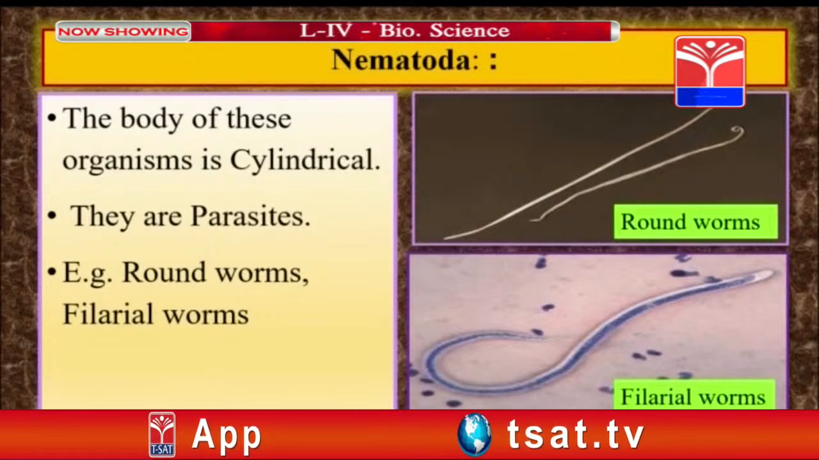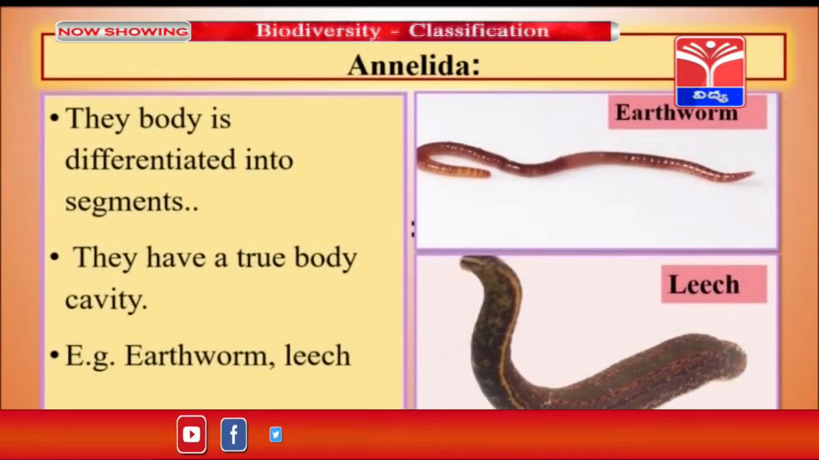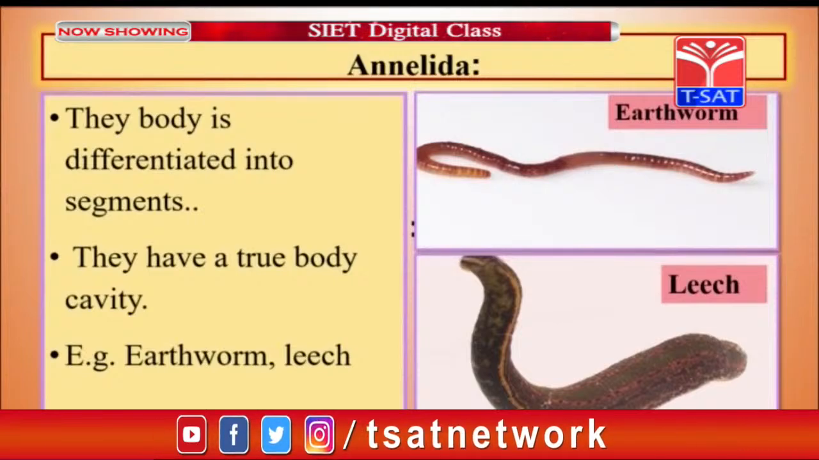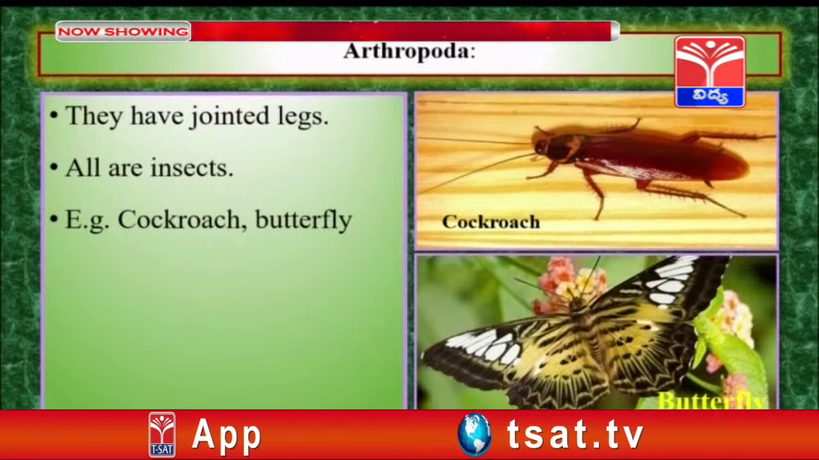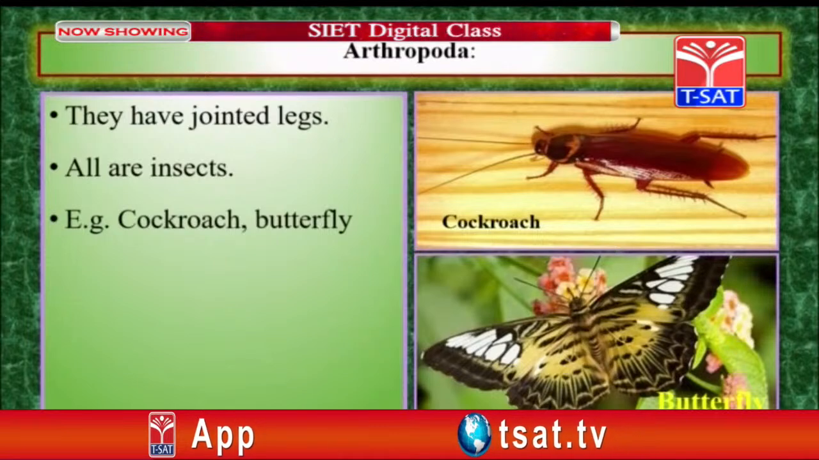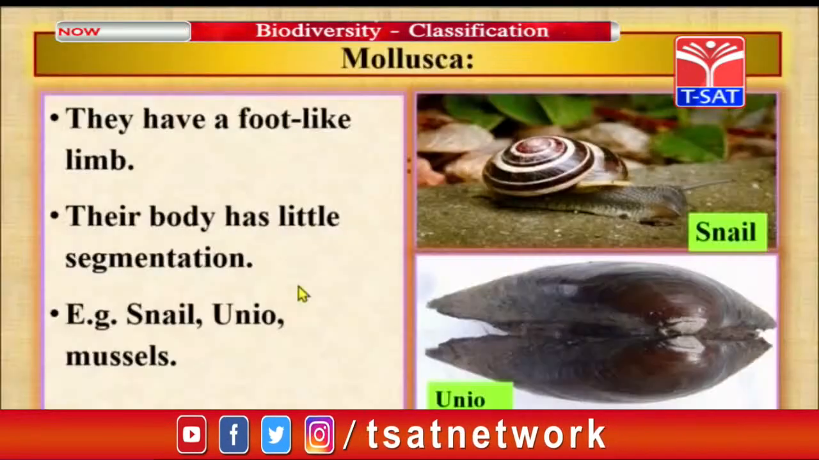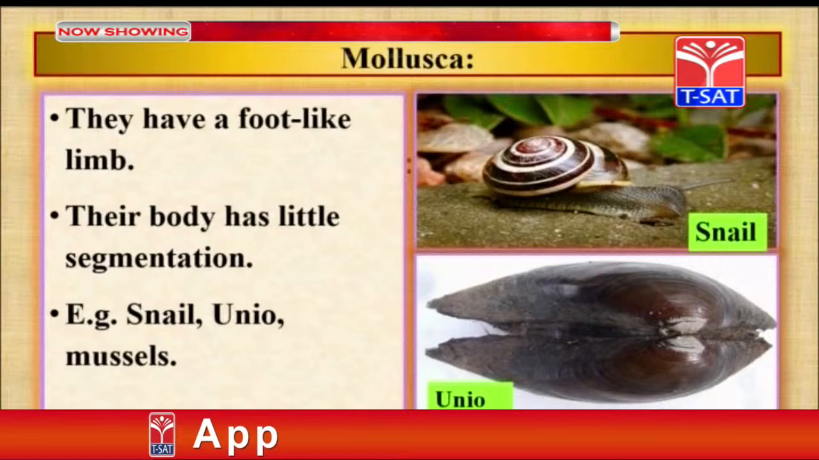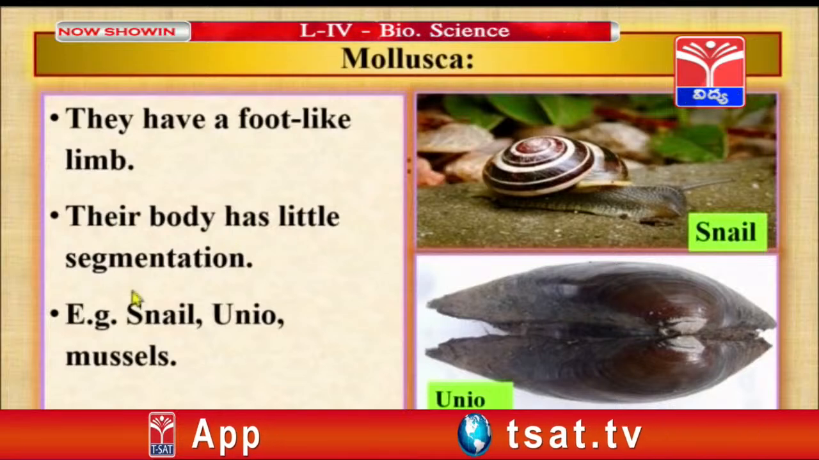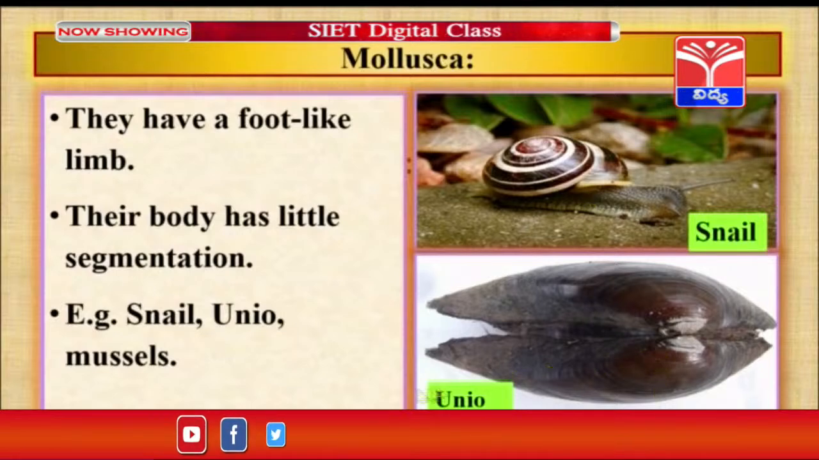Nematoda organisms, the body of these organisms is cylindrical. They are parasites. Examples, roundworms and filarial worms. Annelida, the body is differentiated into segments. They have a true body cavity. Examples, earthworm and leech. Arthropoda, the phylum Arthropoda consists of insects. They have jointed legs. Examples, cockroach and butterfly. Mollusca, they have a foot-like limb. Their body has little segmentation. Examples, snail and unio or mussels.